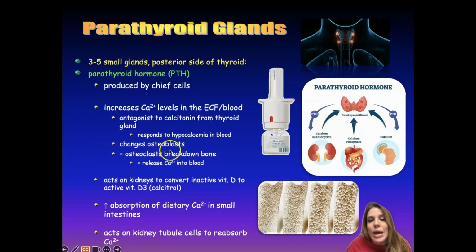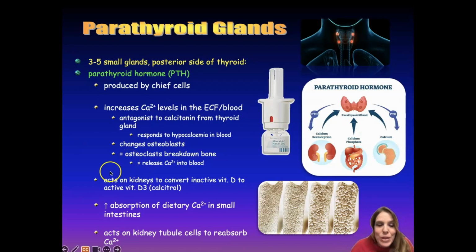So remember that the calcitonin from the thyroid gland would shut the osteoclasts down so that the calcium levels would decrease in the blood and be used to build bone. Well, PTH is going to do the opposite. It's going to stimulate those osteoclasts to break the bone down and thus release the calcium back into the blood, thereby raising the calcium level in the blood.